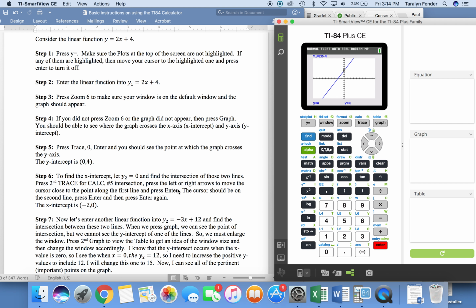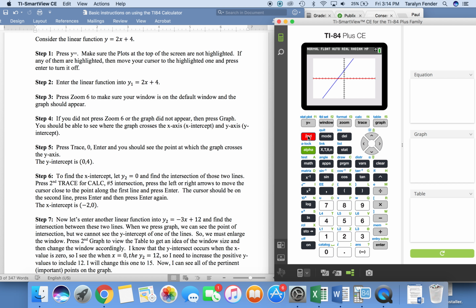Step 6, we want to find the x-intercept, the point at which it crosses the x-axis. So what we're going to do is go back to Y=, and in Y2, we're going to enter 0. And press graph, and now we have a red graph appearing, and we want to find that point of intersection.